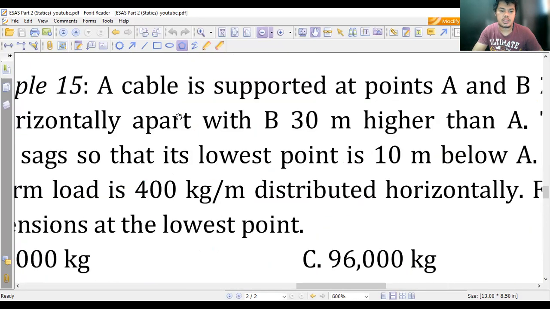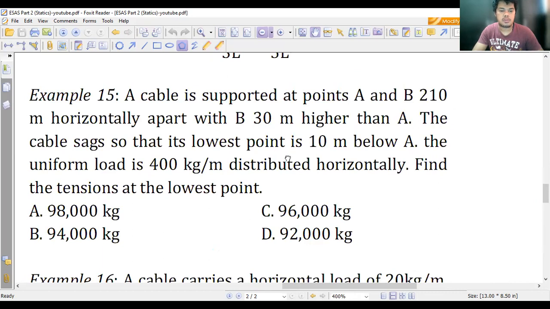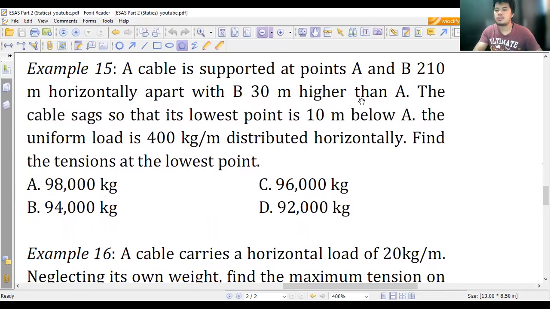Okay, so now we have problem number 15. We have here a cable supported at points A and B, 210 meters horizontally apart, with B 30 meters higher than A. The cable sags so that its lowest point is 10 meters below A. The uniform load distribution, take note, is distributed horizontally, that is 400 kilograms per meter. Find the tension at the lowest point.